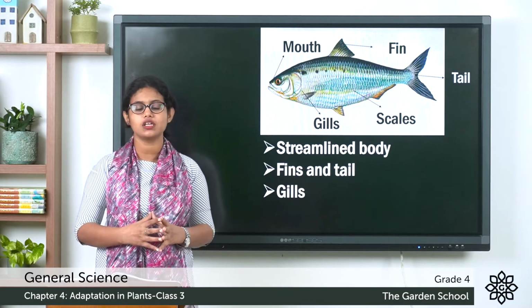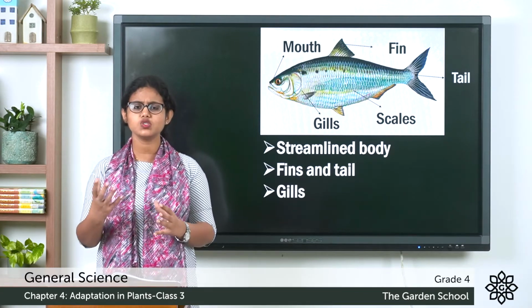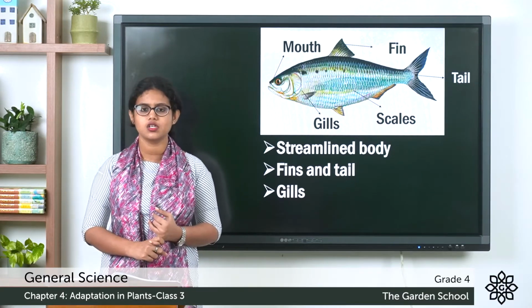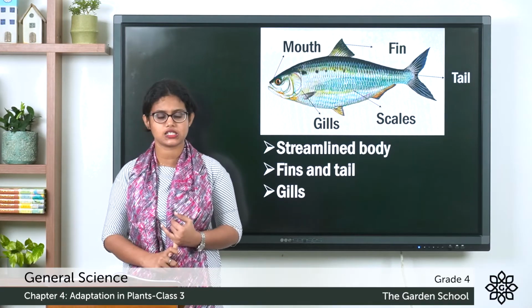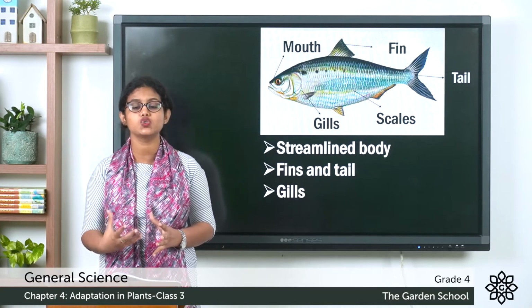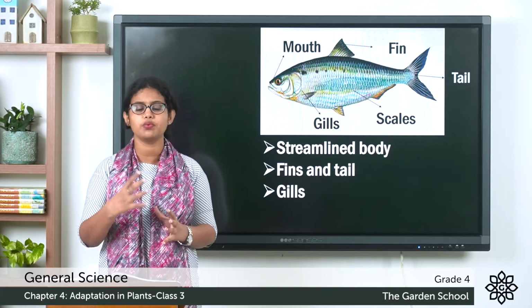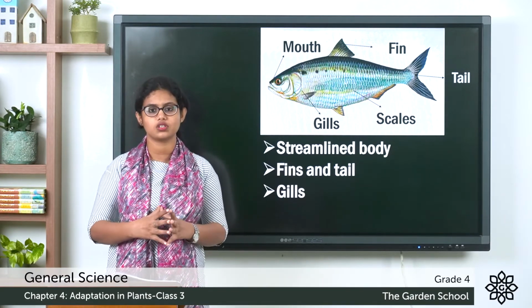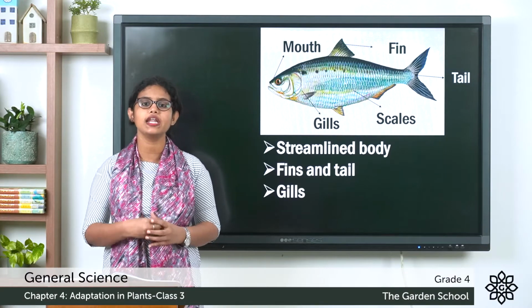And the next one is their gills. So how do these fish breathe? They breathe through their gills. Do fish breathe? Yes. Why? Because they are living, so they need to breathe. So how do they breathe? They breathe oxygen that is dissolved in water, and they breathe through their gills.